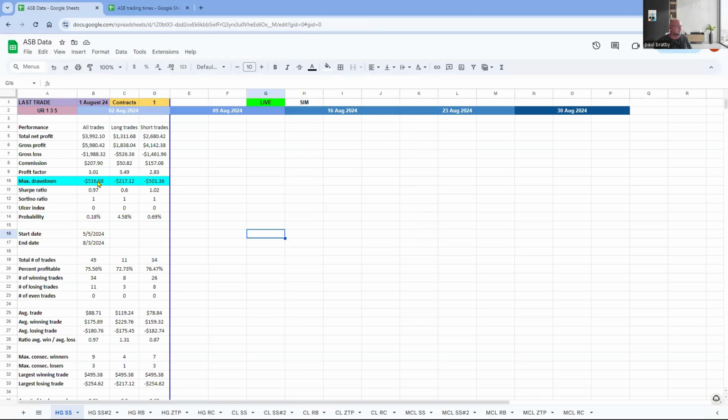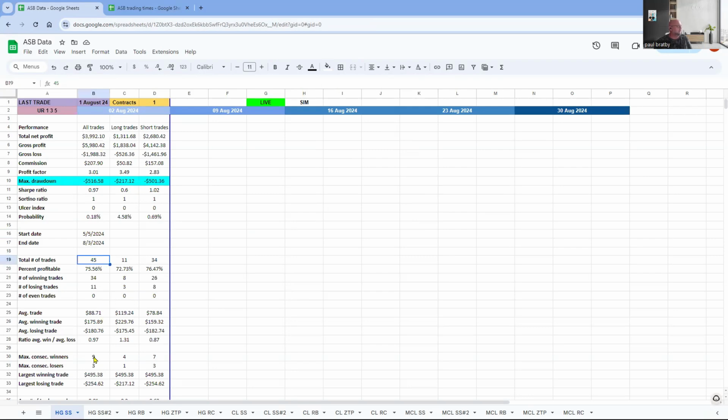If you can keep that there or below there, that's really good. That's a good starting point. And remember, that's one contract on copper there. In 90 days, $4,000 profit, 45 trades.